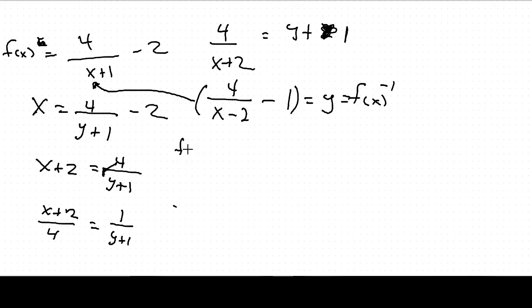So we're doing f of x inverse. It's called a composite function. And this would be 4 over, this is 4x minus 2 minus 1 plus 1 minus 2.